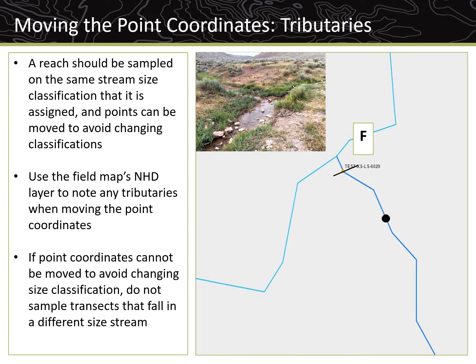Move the point coordinates to avoid this scenario, so that all transects occur on the same size stream. If the points cannot be moved to avoid changing stream sizes, do not sample the transects that occur on the different size stream.